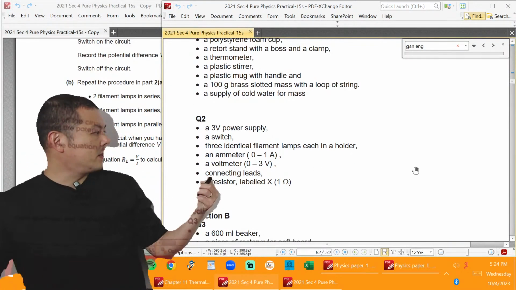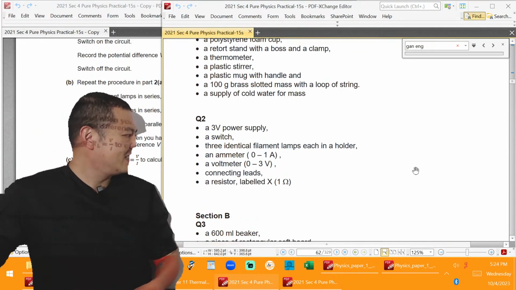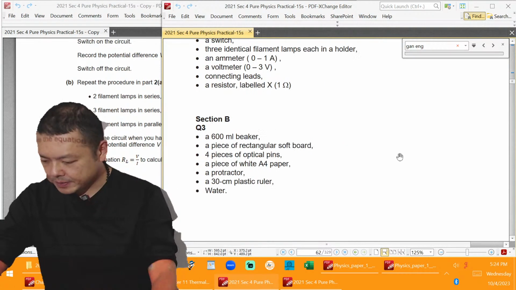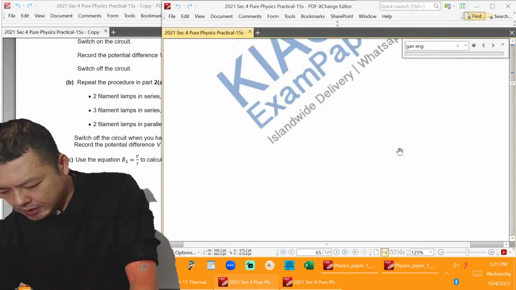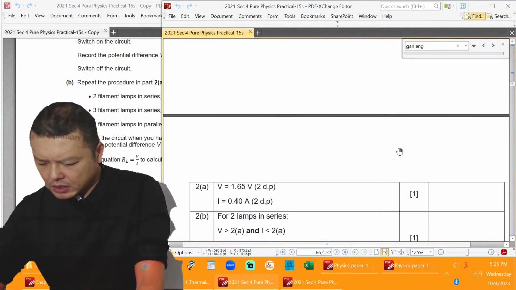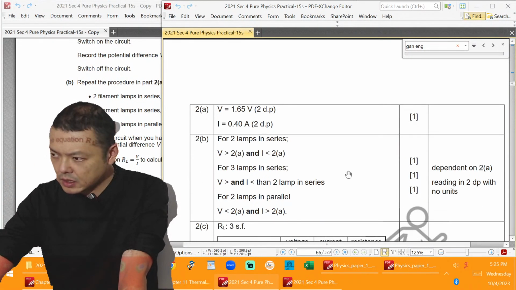No, they never say the voltmeter is 0 to 3 only. But it's half of the smallest division. Okay, because it's just a reading also. Ammeter also, that means. Is it? No, the thing is, it's like a ruler.